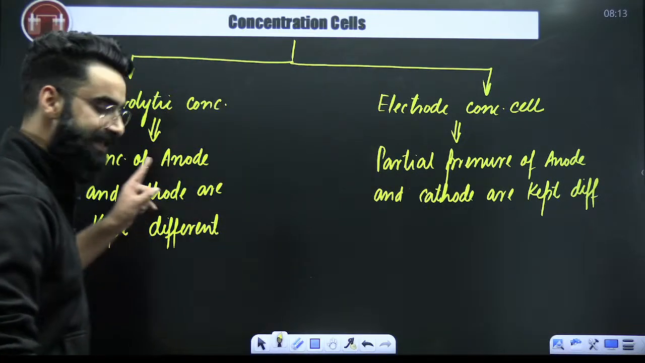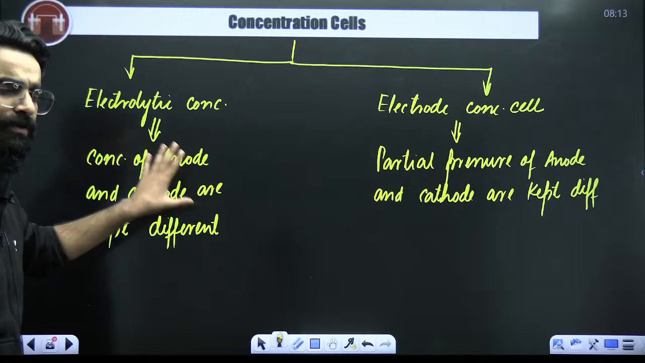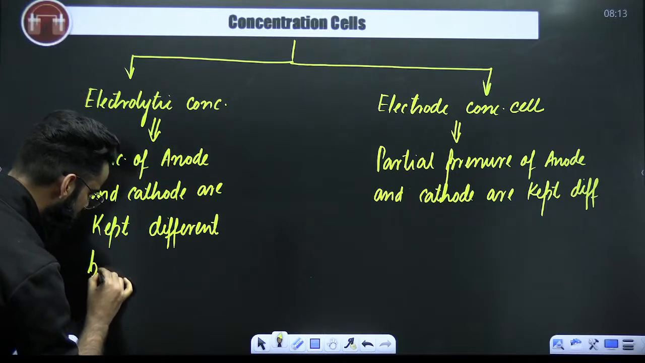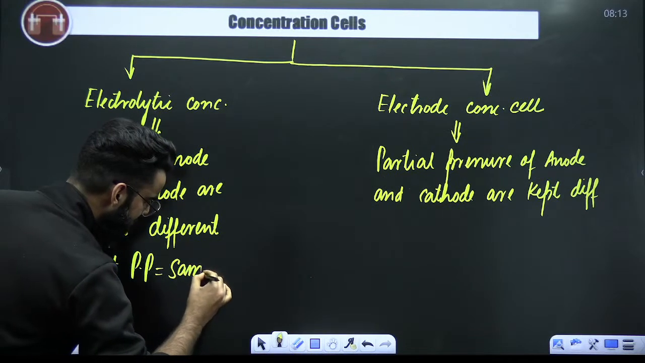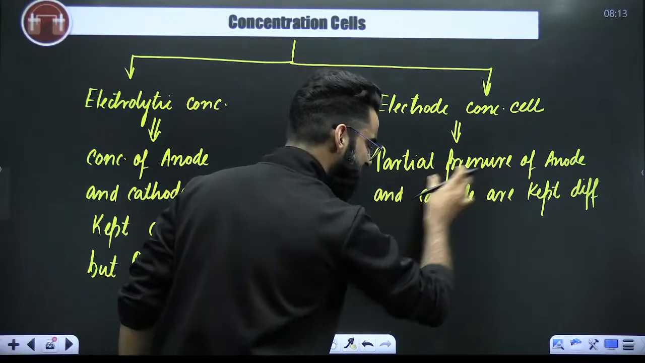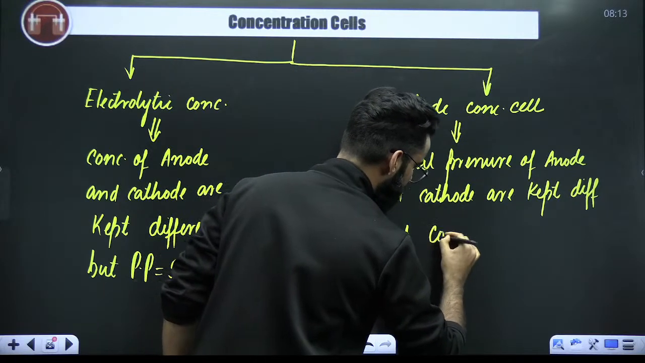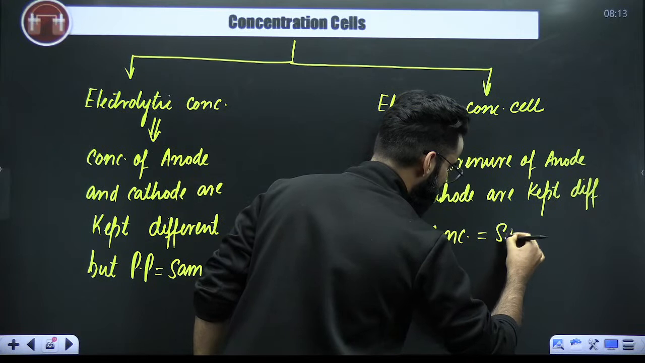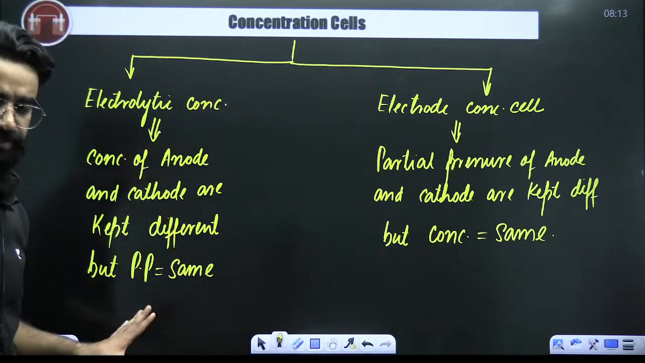In case of electrolytic concentration cells, the concentration of anode and cathode will be kept different, but do remember, the partial pressure of anode and cathode will be kept the same. Here, the partial pressure of anode and cathode will be kept different, but the concentration of anode and cathode will be kept the same. This is the point which I want you guys to take note of first of all.